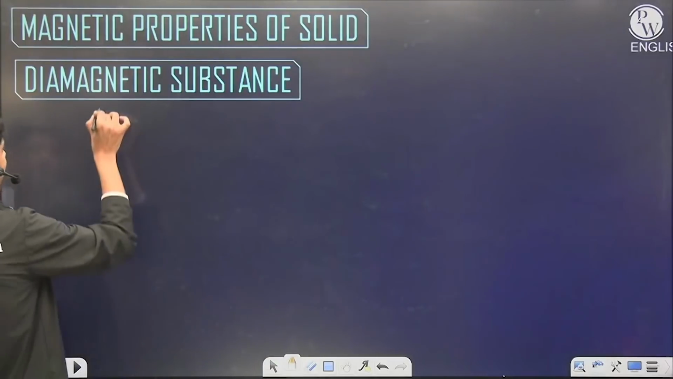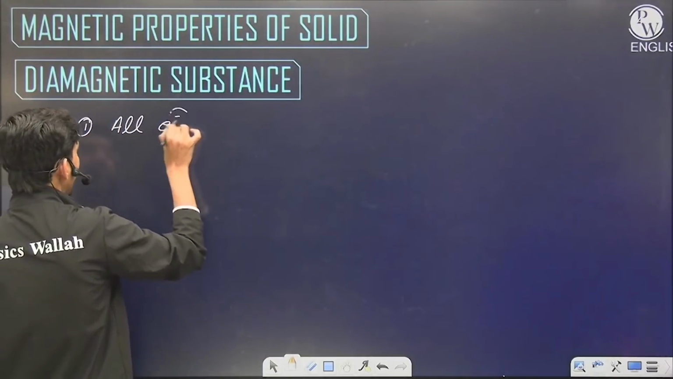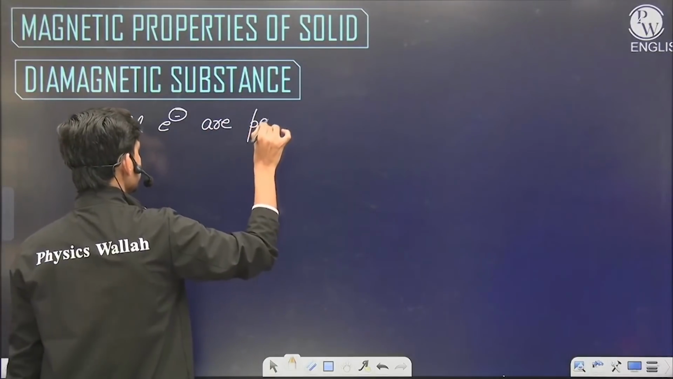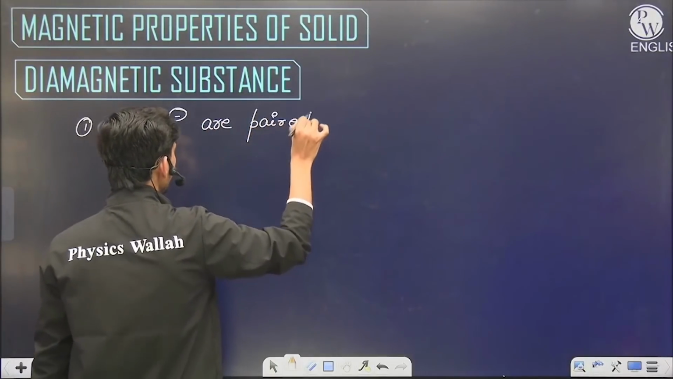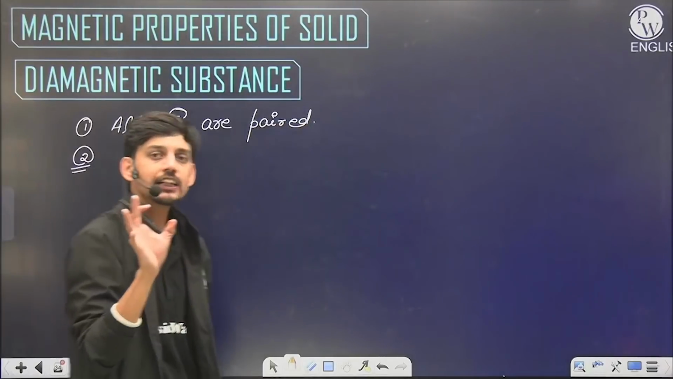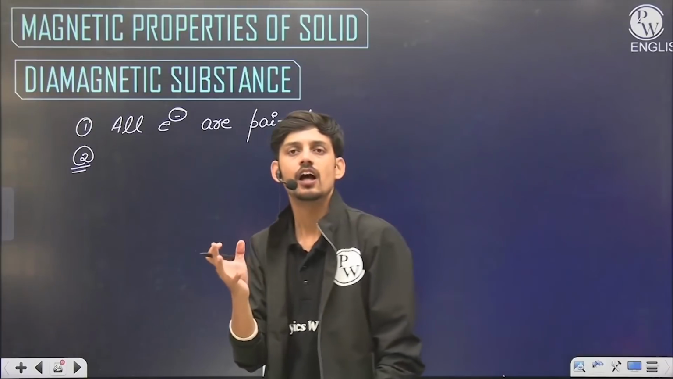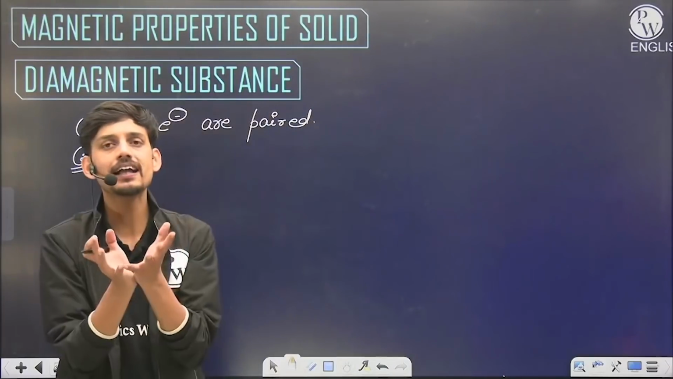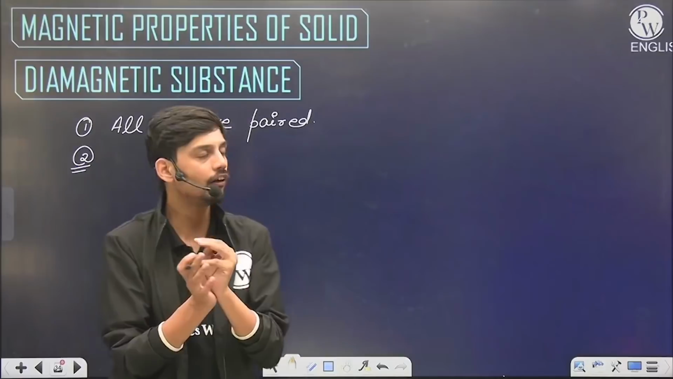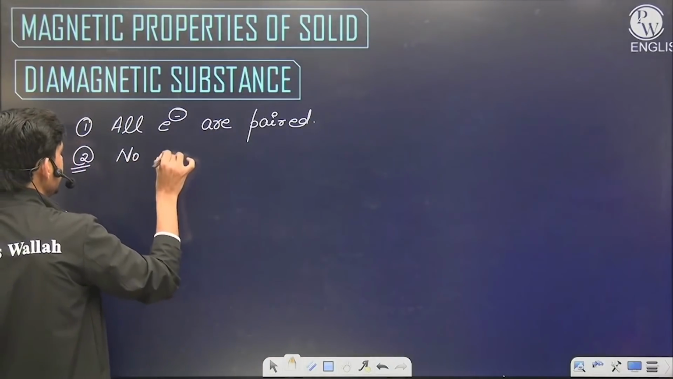Now what happens in a diamagnetic substance? First of all, diamagnetic substances have all electrons as paired electrons. That is, they have 0 unpaired electrons. Second, because all electrons are paired, they are producing magnetic effects in opposite directions. As a result, the whole magnetic property of the solid is cancelled out due to the pairing of electrons. So that's why they do not have any self-magnetism.